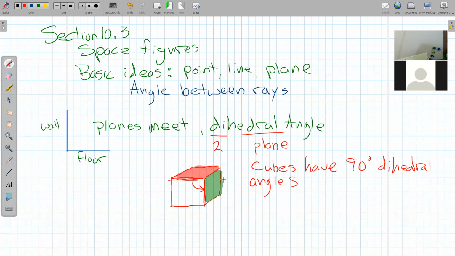Some other things that are interesting about the cube is this ceiling here and this wall right here are called perpendicular, and perpendicular has to do with a 90-degree angle. We talked about that back in section 1 about angles. So some faces of a cube are perpendicular.